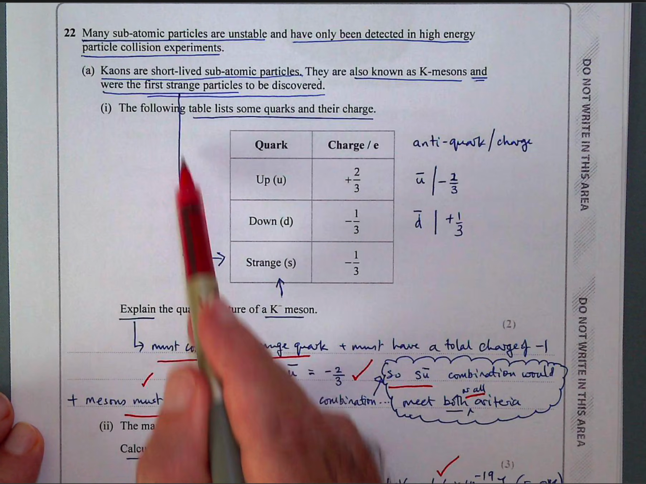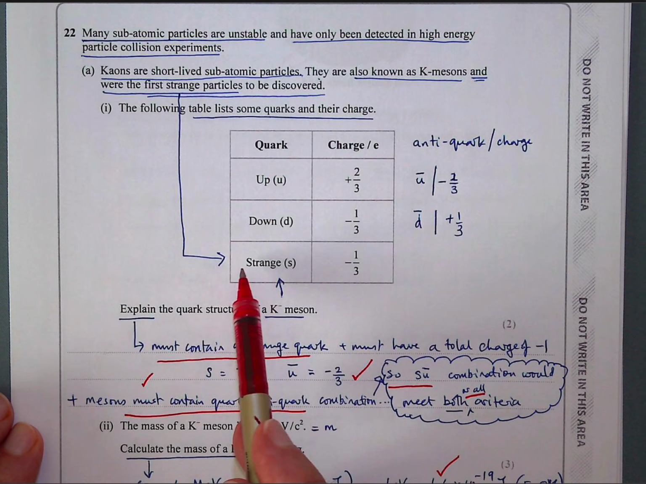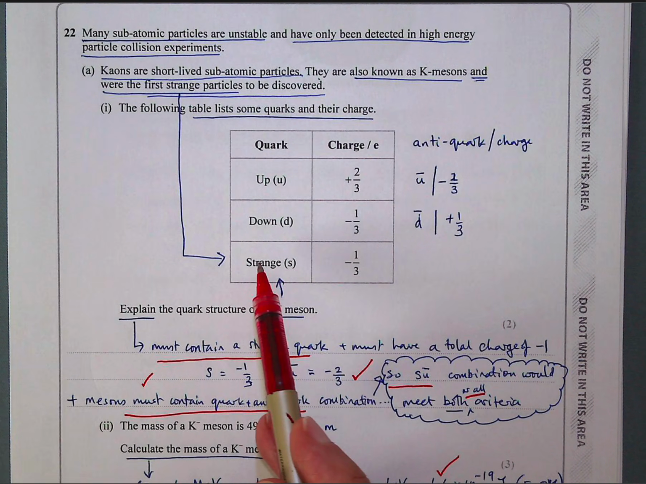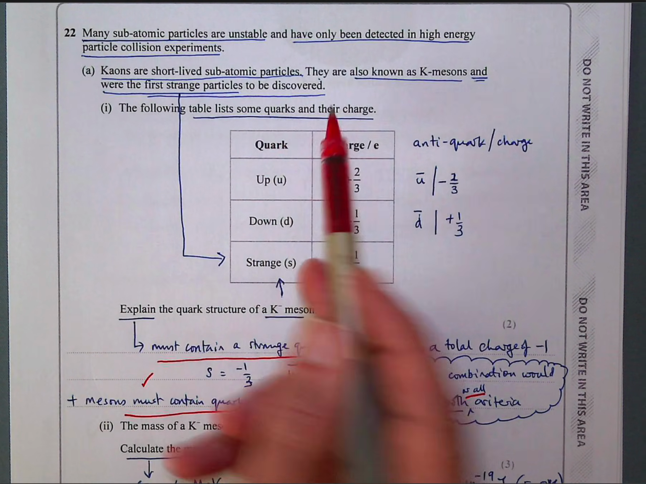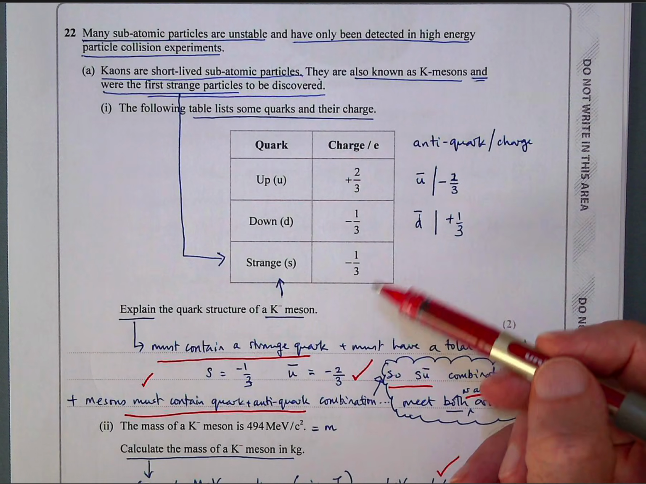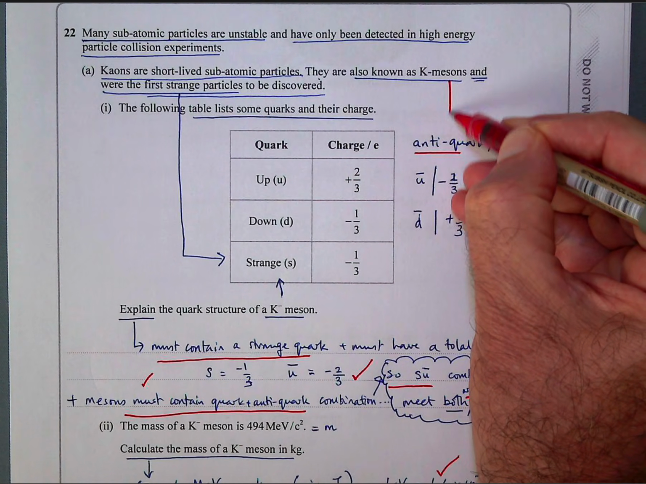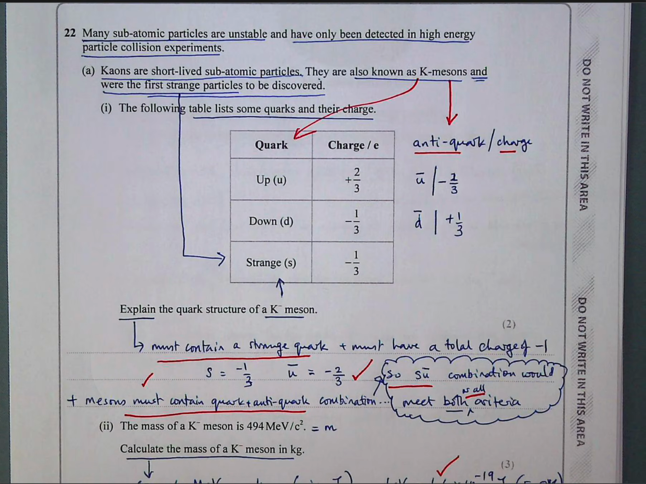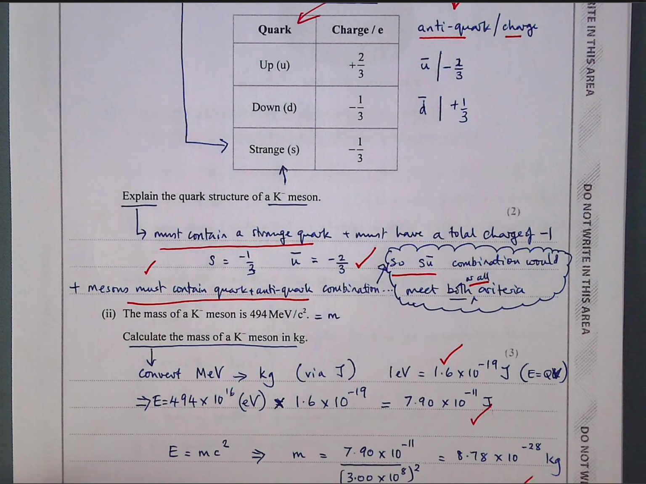So if they're the first strange particles discovered and they're giving you an information table with strange in it, that means this K particle must have a strange quark in it. Okay, that was the 3rd quark to be discovered. The following table lists some quarks and their charge. Now I've also put the anti-quark because I automatically know that mesons must have a quark and anti-quark combination. So this is information that I'm gleaning from the question already.